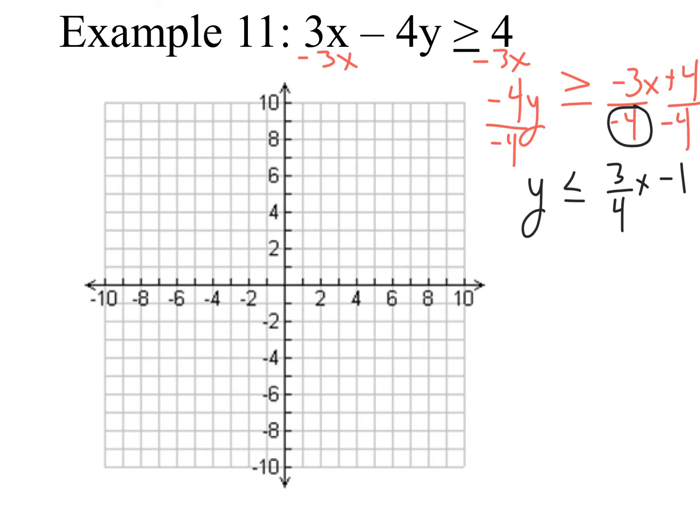Okay, so let's start to graph this. We go to -1 on the y-axis. My slope is 3/4, 1, 2, 3 over 4. 1, 2, 3 over 4. Like so. Now let's look. Is this going to be dot or solid? I see a solid line in that circle. So that means we're going to have a solid line on my graph.